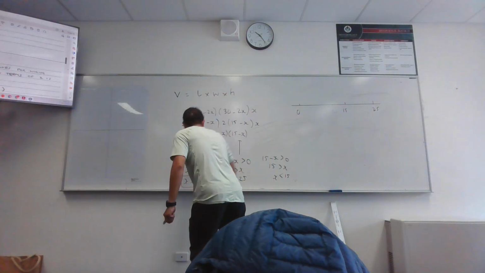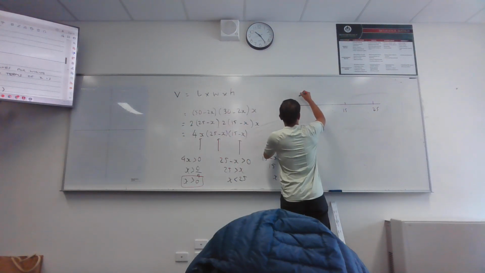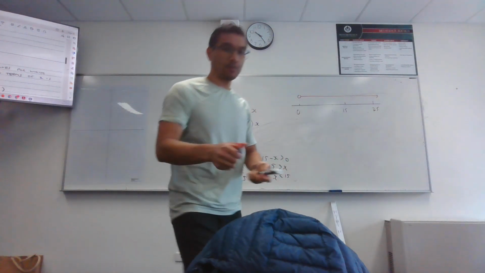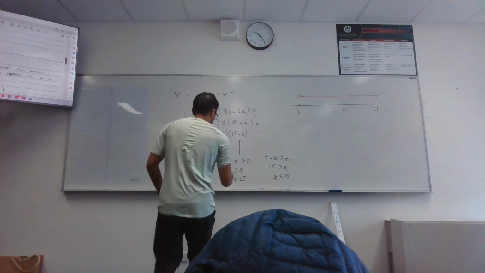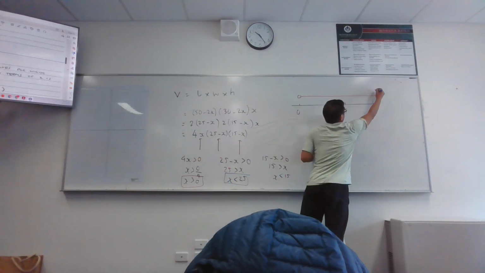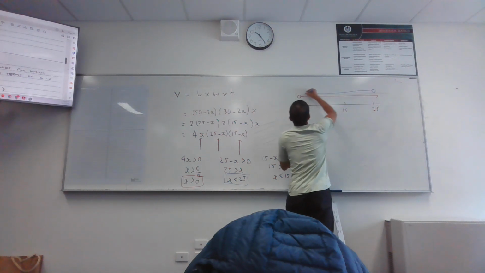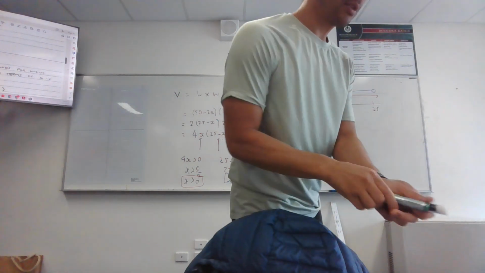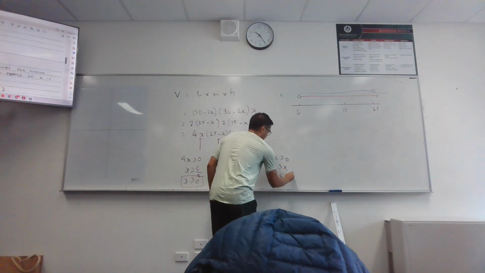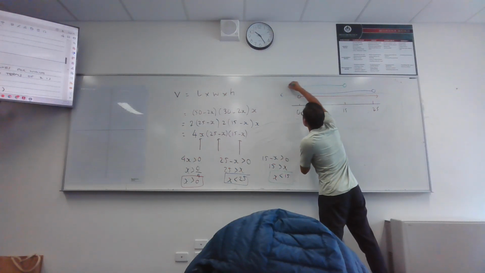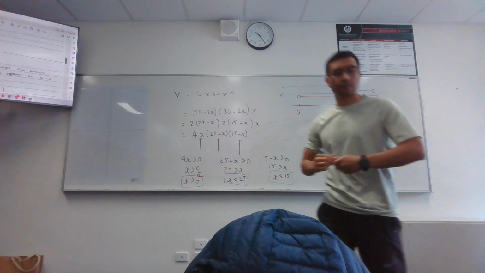X is greater than 0. This is x greater than 0. I don't want it. I'm happy with anything above. X is less than 25. I don't want the 25, but I'm happy with anything less than it, even to the negatives for this one. Last one. X is less than 15. We don't want the 15. All the way to the negatives.